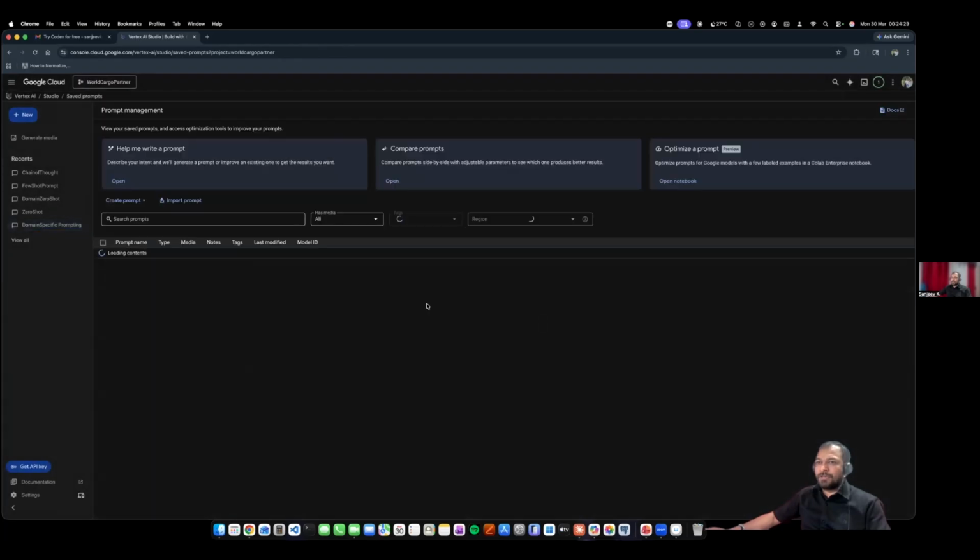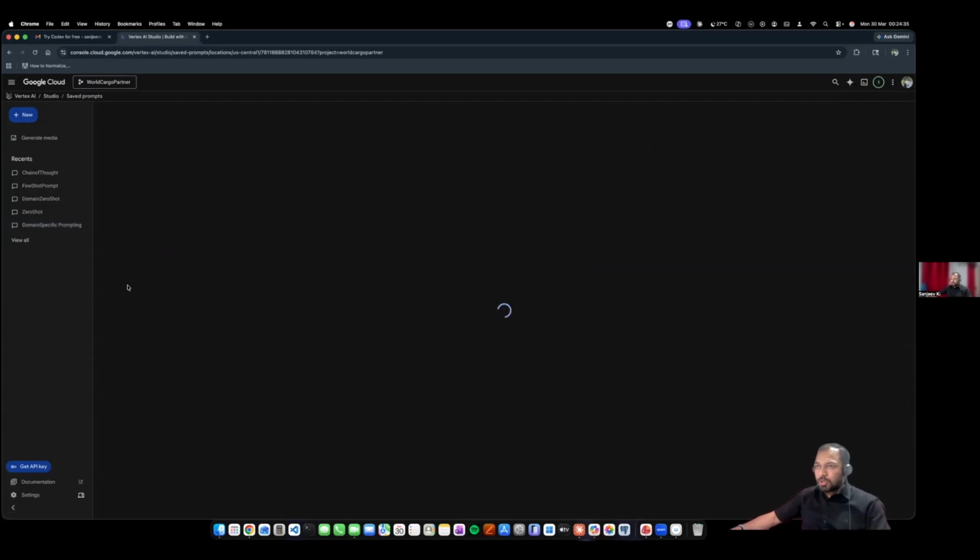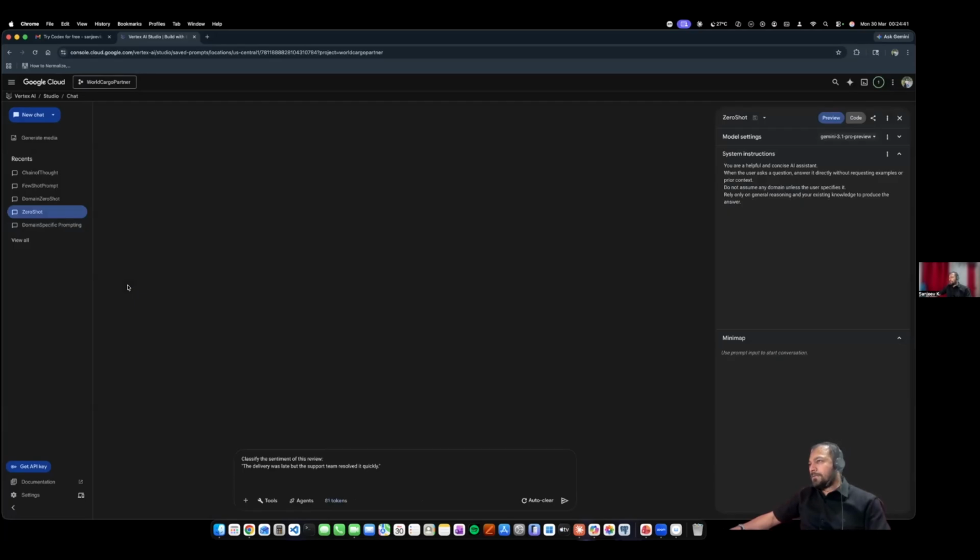I'll just continue. The next prompt is the zero shot prompt. Now, zero shot prompt, as I mentioned, I'm not going to give any examples to the LLM, and you're expecting the LLM to resolve the task and come back with the answer. So look at the system instructions that we have given. You are a helpful and concise AI assistant. When the user asks a question, answer it directly without requesting examples or prior context. Do not assume any domain unless the user specifies it. Rely on the general reasoning and your existing knowledge to produce the answer.